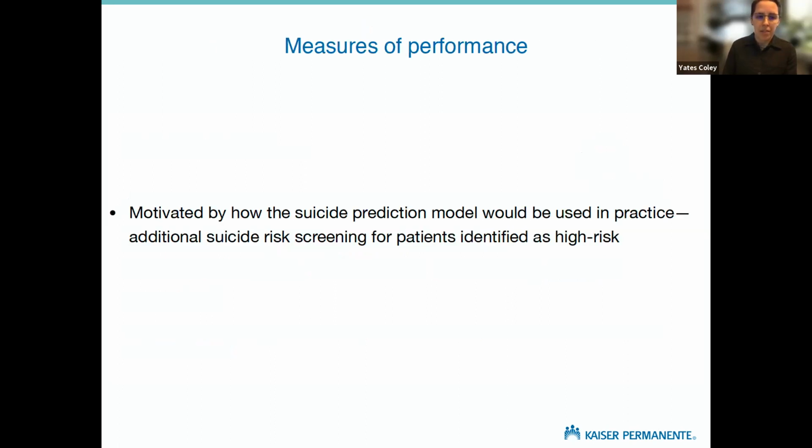So I'm going to pause again for any clarifying questions before I talk about how we measured performance of prediction models.